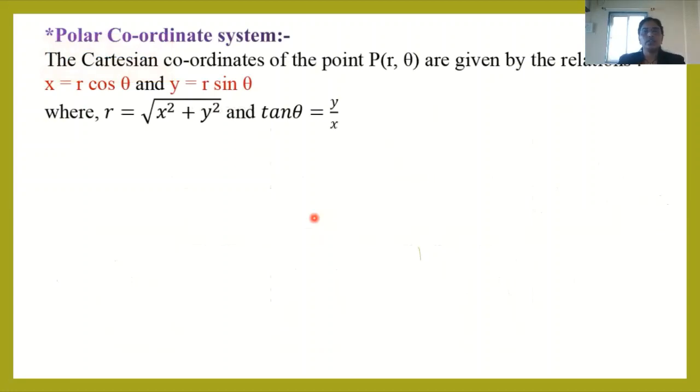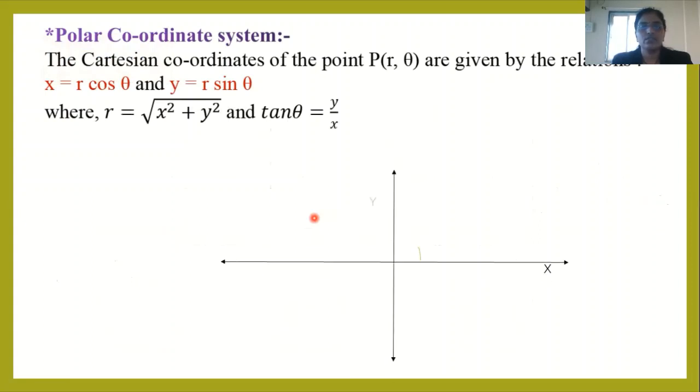Now we will study the polar coordinate system. What is the polar coordinate system? If we take the x-axis and y-axis, if O is the origin, then take any point having coordinates r and theta.